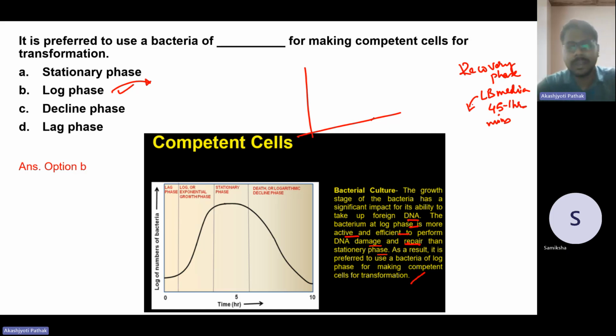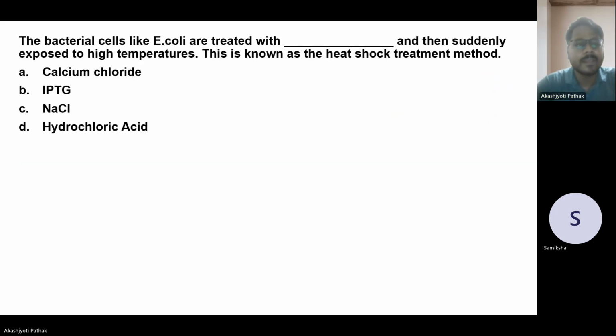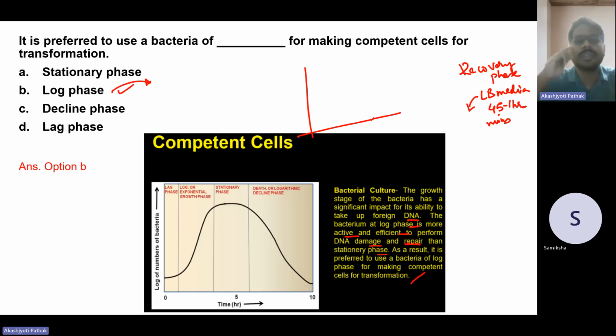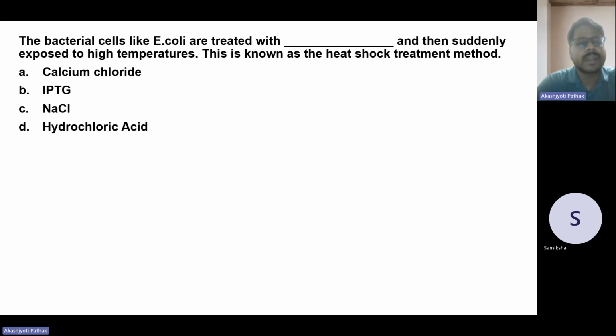Okay, so these are actually difficult to explain here. So once you do your experiments, if you have any hands-on training, then you can understand. Okay. So for now, just understand that. So in log phase, they're actively dividing, so it is used. So the bacterial cells like E. coli are treated with, answer this question. So I explained just now.